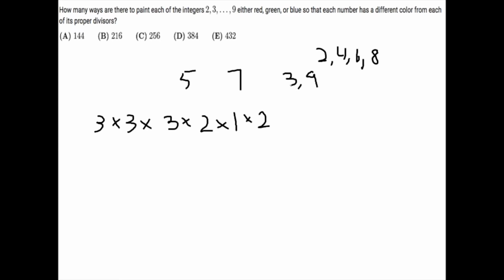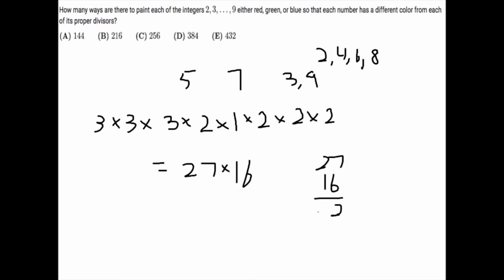So 3 is a divisor of 6. So we're also left with 2 choices for 3, and 9 just doesn't need to be the same color as 3. So there's also 2 choices for 9. So here we have 3 times 3 times 3 is 27 times the 4 2's, which is 16. And this should come out to 432, which is E.